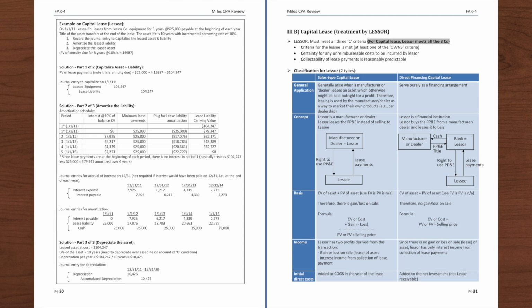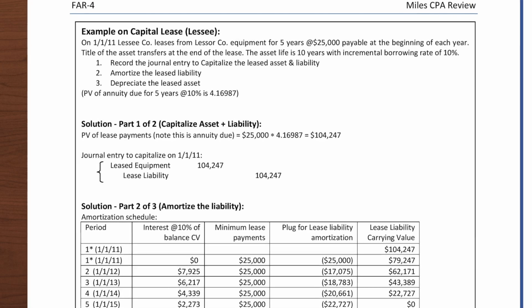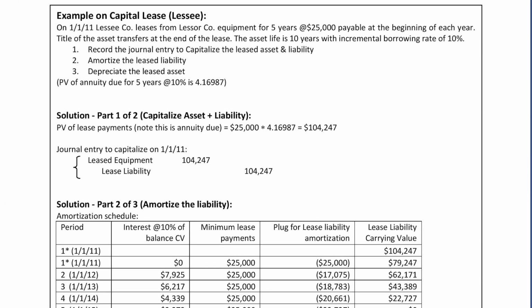Turn on to page 30, where we're looking at the lessee's accounting for capital leases. So on 1st Jan 2011, lessee company leases from lessor company equipment for 5 years at $25,000, payable at the beginning of each year. Underline payable at the beginning of each year and write there annuity due.